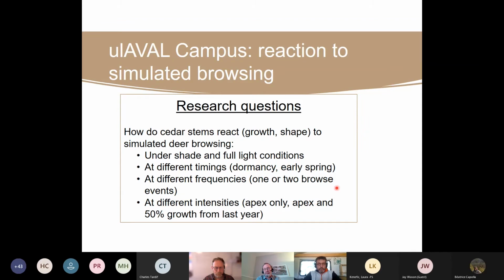And we did some artificial browsing, we could say. We clipped some parts of seedlings, both during dormancy and a few weeks after dormancy. And we either clipped them once or clipped them for a second time the next season. And we tested different intensities. So in one case, we only clipped the apex, and in the other case, we clipped the apex and 50% of the previous year growth.